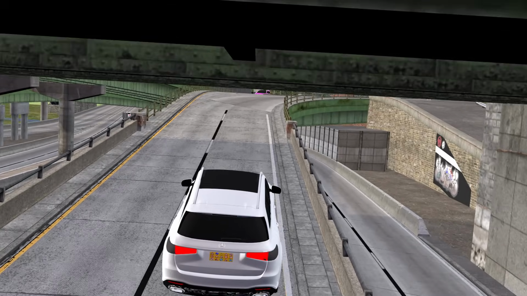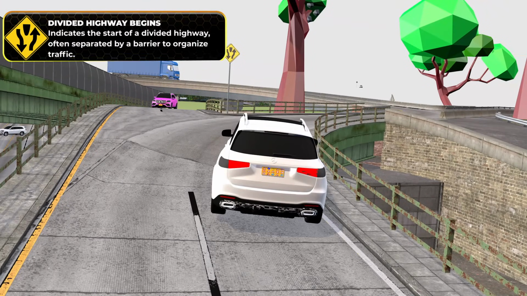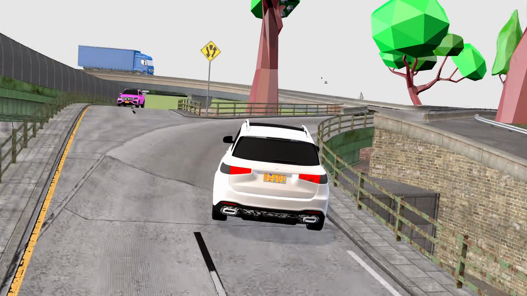This is the divided highway begins sign, and it means that a physical divider, such as a median or barrier, will now separate opposing lanes of traffic.